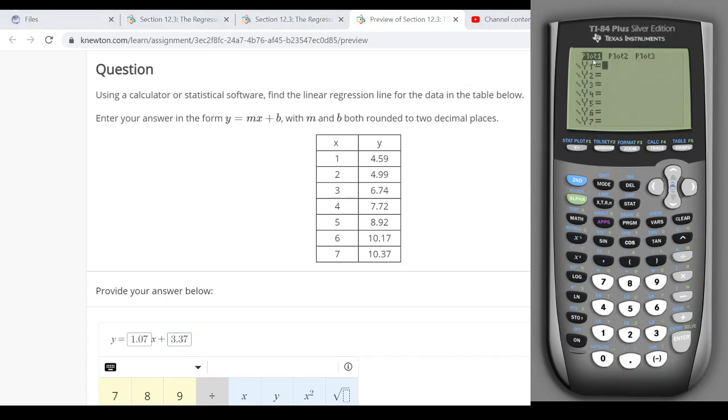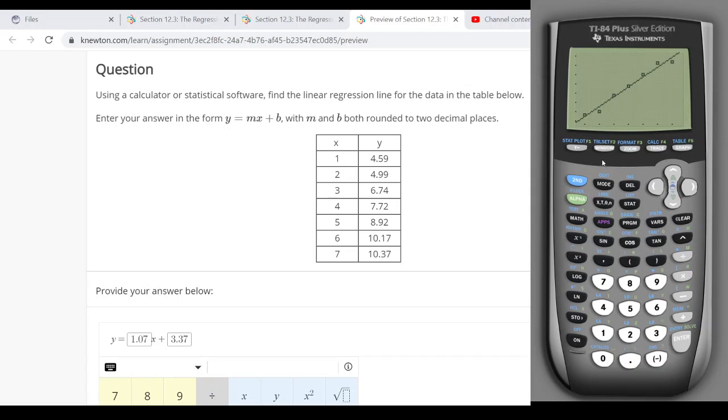Hit y equals. Now you see up here Plot1 is in black. That means the scatter plot is going to be graphed. And now you can enter the numbers I just did, 1.07, rounded, x plus, and then 3.37 for the y-intercept. And look at the graph now. See that line is pretty close to hitting all those points. I mean, it's not going to hit them all. Most of these scatter plots are not going to be perfectly straight lines. But that's our best fit line.